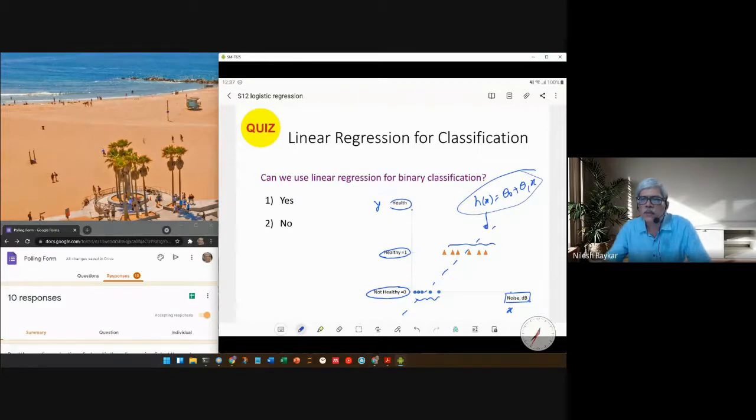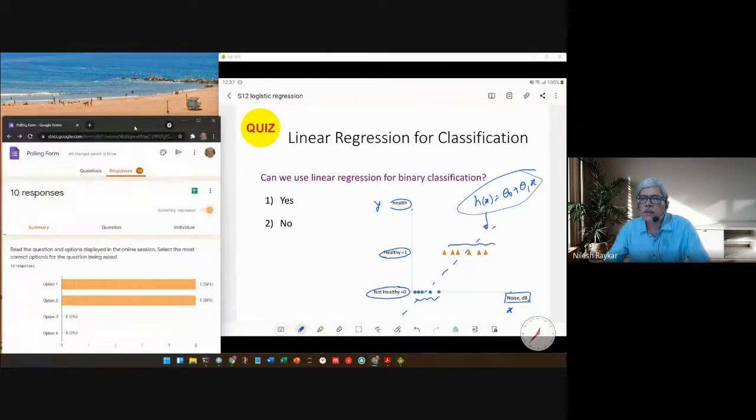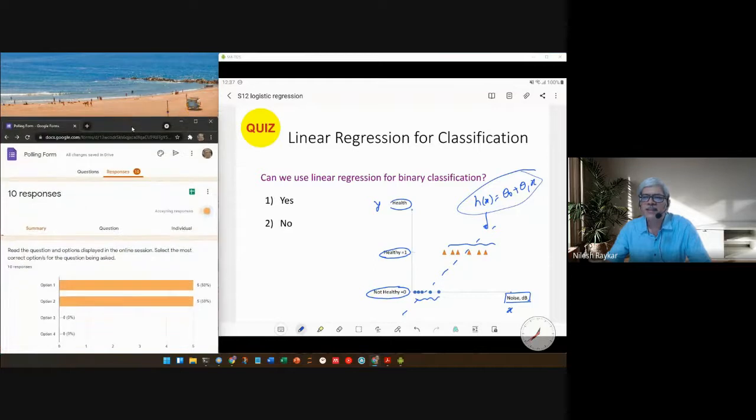Okay, so let's see what is the trend. Oh, that's great. 50-50. That's very good. Somebody thinks that it can be used and somebody thinks it cannot be used.